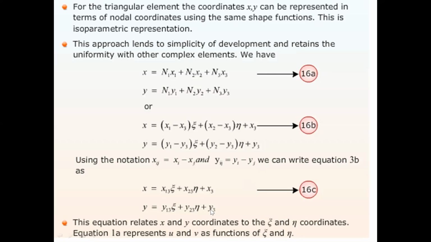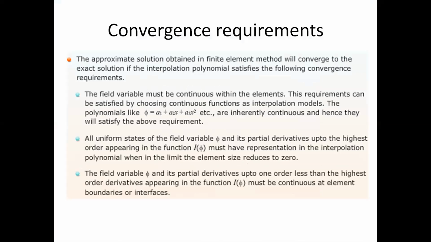So here observe that u and v and x and y are in terms of xi and eta. That's why we have gone for the chain rule of partial differentiation.